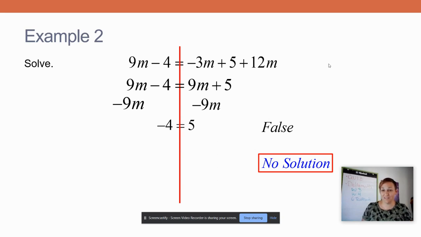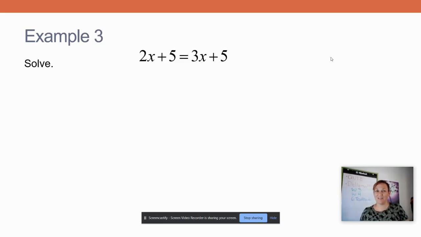For our final example, I just want to make sure that we are clear about when it is a special case. So let's try one more together. In this problem, I'm going to draw my red line. I have no parentheses, so there's no distributing. On my right side, I have no like terms, and on my left side, I have no like terms. So I'm going to go straight to that third step of moving my variables onto the same side.